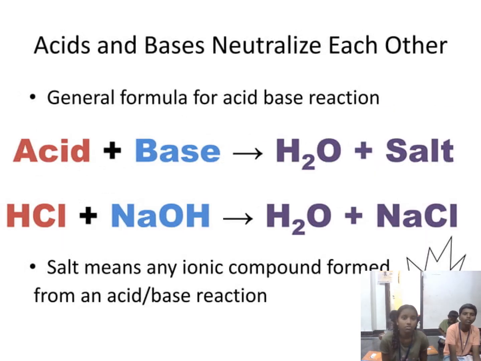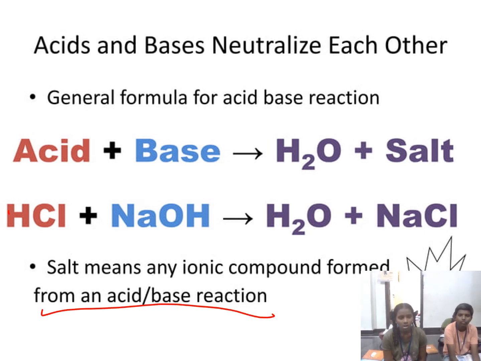And the general formula for an acid-base reaction: if an acid and a base both react, water and salt will be released. In the previous example, HCl plus NaOH, HCl is the acid, NaOH is the base. If these two react, H2O is formed and a salt, NaCl, is formed. NaCl is the common salt, sodium chloride. Salt means any ionic compound formed from an acid and a base reaction. Many definitions are there, you should see this one.